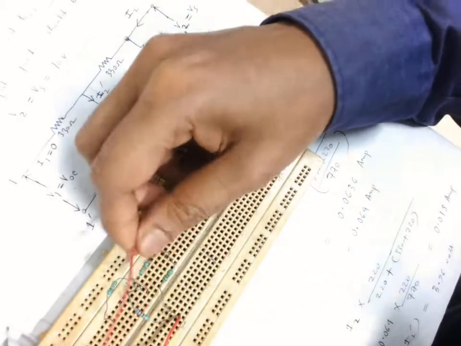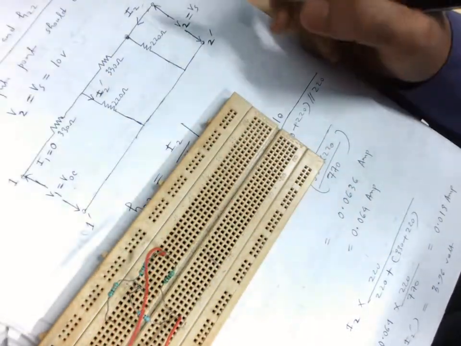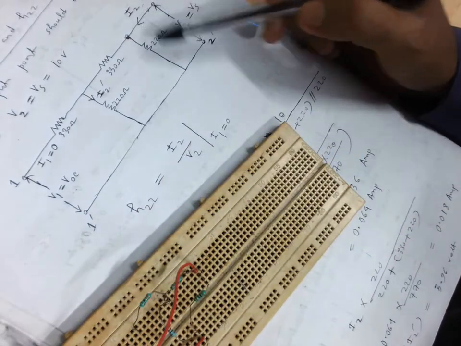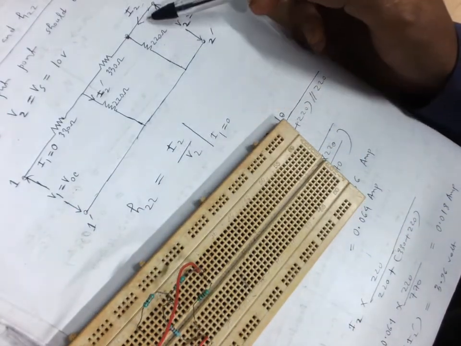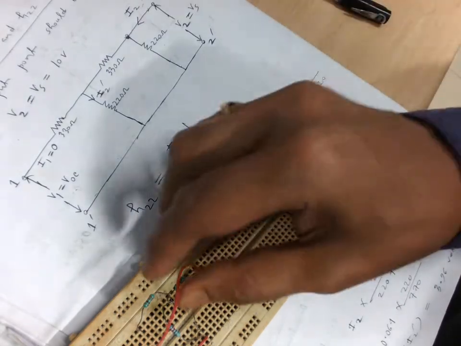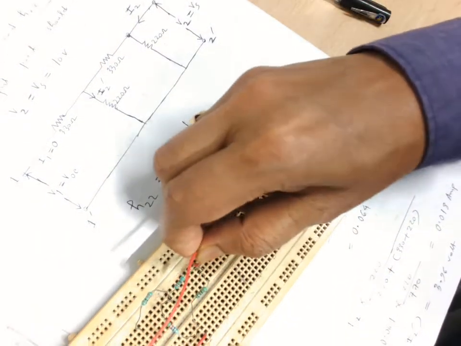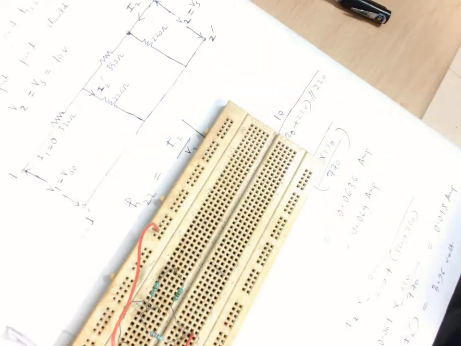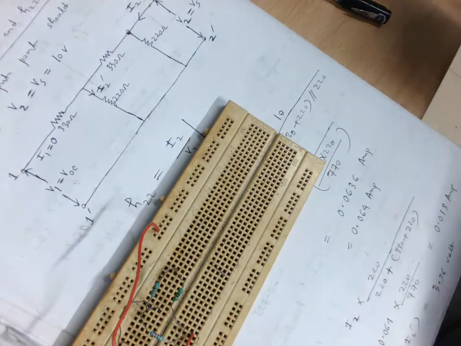Okay, now first of all you have to find which value, this I2, because H22 is I2 by V2. So for finding I2 you have to remove this positive terminal from this and place it somewhere else, so that you can place the two terminals of the multimeter in between these two.